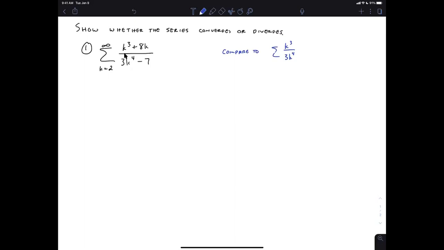And so we simplify that. We factor out the 1/3 and cancel the k's. And so we get 1/3 times the sum of 1 over k. So we get the easier series, which we call the comparison series, and we figure out what this does. We say, okay, this diverges because it's a constant multiple of the harmonic series, or you can say of a p-series where p is 1. And so we do that first.